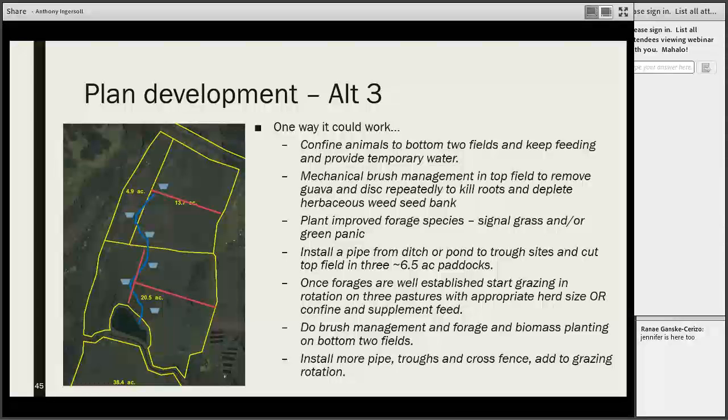We can then install a pipe, right? It's all in an order that would be doable. We'd have some place to keep the animals, could do all the work that we need to do as far as the earth disturbing work, and then start installing the infrastructure so that it could recover and then he could grow it and graze it. So install a pipe from either the ditch or the pond to some trough sites and cut that top field maybe up into 3 6.5 acre paddocks. That would be decent.